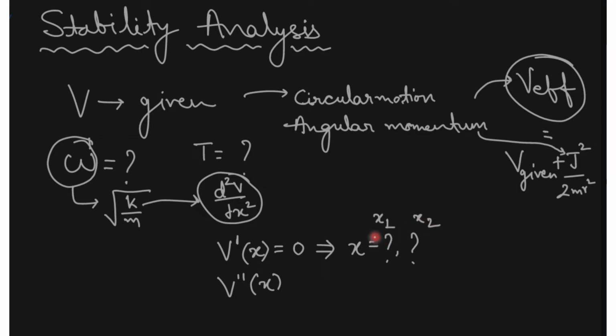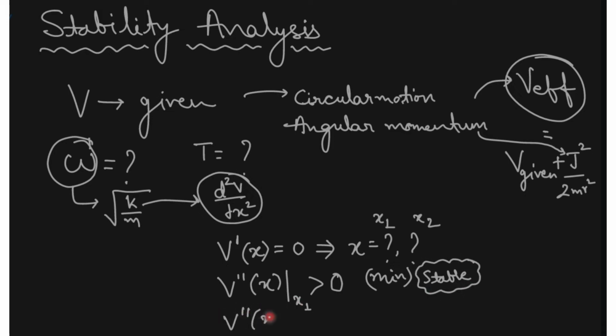For example, if you got x1 and x2 as equilibrium points from step 1, then you have to check the second order derivative of the potential at x1. If it is greater than 0, then it means minima. That means it is a stable equilibrium point. Clear? And if V double dash at x equal to x2 is less than 0, that means maximum, that is an unstable equilibrium point. These are the conditions for stable and unstable.